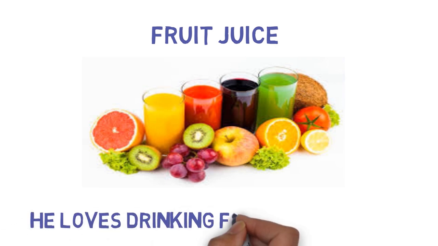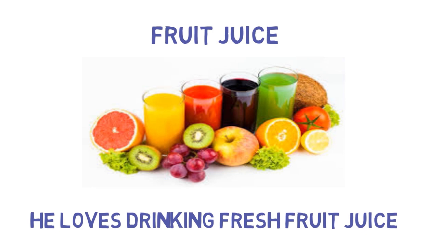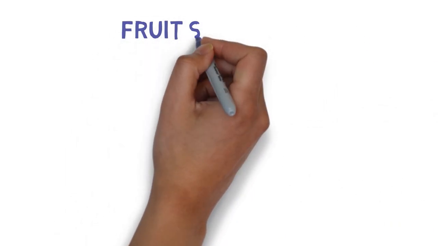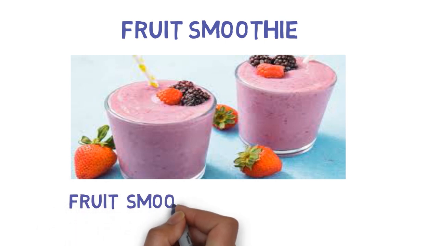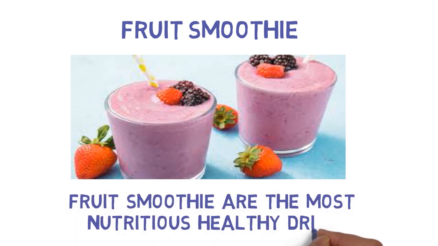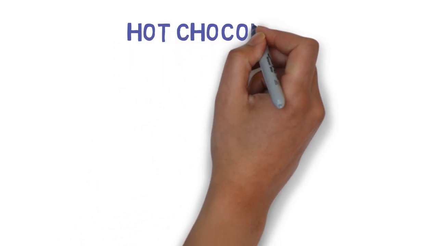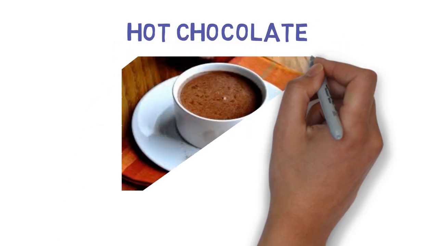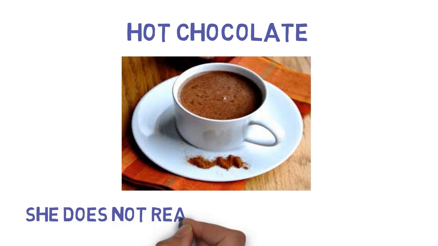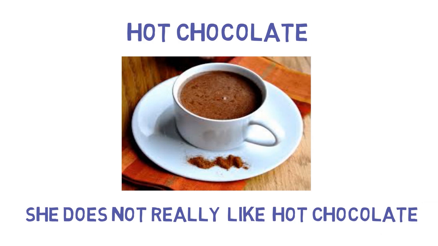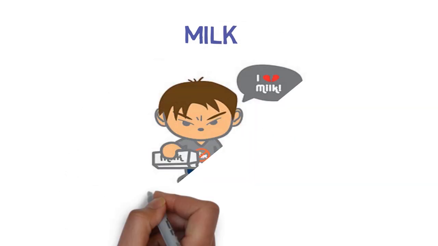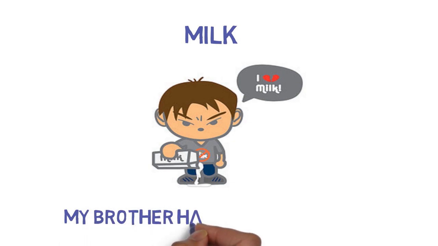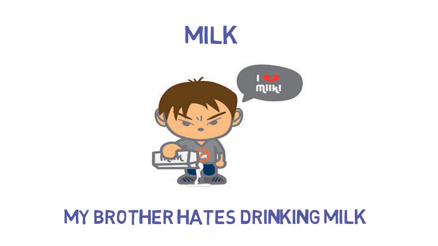He loves drinking fresh fruit juice. Fruit smoothie. Fruit smoothies are the most nutritious healthy drink. Hot chocolate. She does not really like hot chocolate. Milk. My brother hates drinking milk.